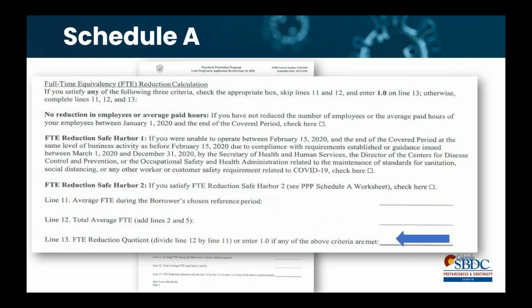On line 13, we will divide our FTE count during the covered period by our historic FTE count. For most of us who have gotten to this point in this form, this should be less than 1. If it isn't, we probably could have used the easy form unless we had a salary hourly wage reduction that we had to deal with. This is the amount that our PPP forgiveness will be reduced for reductions in our FTE count.